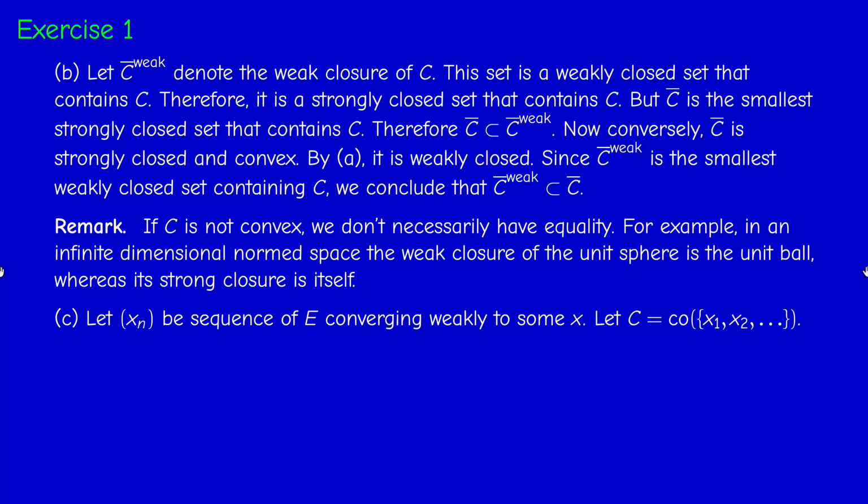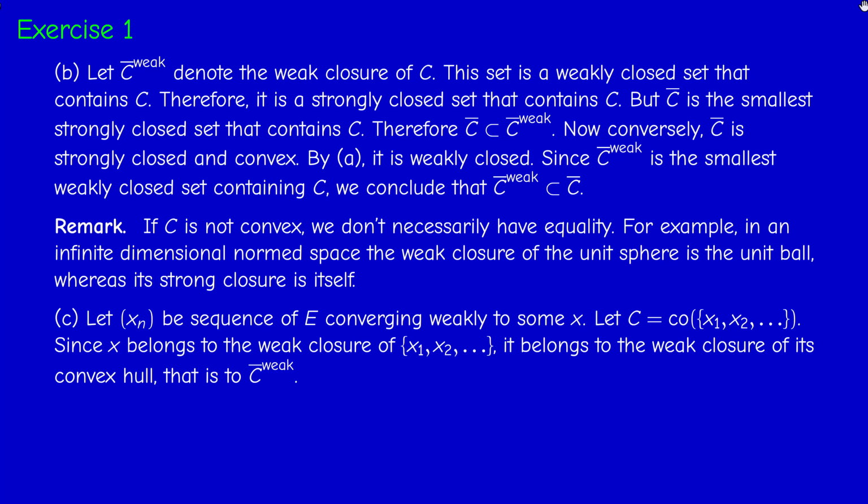There's a characterization of this set in chapter 2. There's an exercise where we prove that the convex hull of a set consists of exactly the convex combinations of the elements of the set. You probably know that from second year, but you can always do that exercise. Now, since xn converges weakly to x, this means that x belongs to the weak closure of the set. But the weak closure of the set is contained in the weak closure of the convex hull, because it's bigger. So x actually belongs to C bar weak.